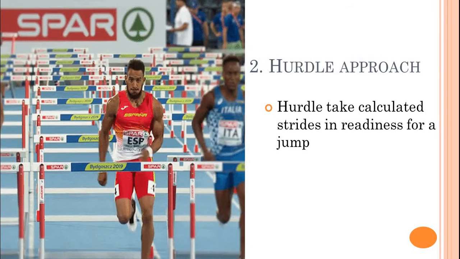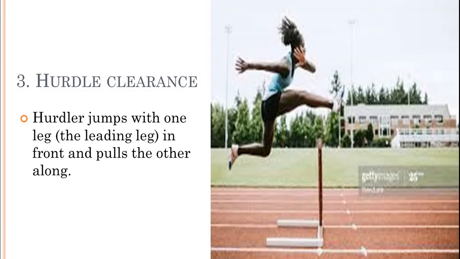The next of them is the hurdle clearance. In the hurdle clearance, the hurdler jumps with one leg, which is their leading leg, in front, and pulls the other. From the picture we are seeing, we can see that the hurdler moves the leading leg forward, and as he moves the leading leg forward, the other leg follows.